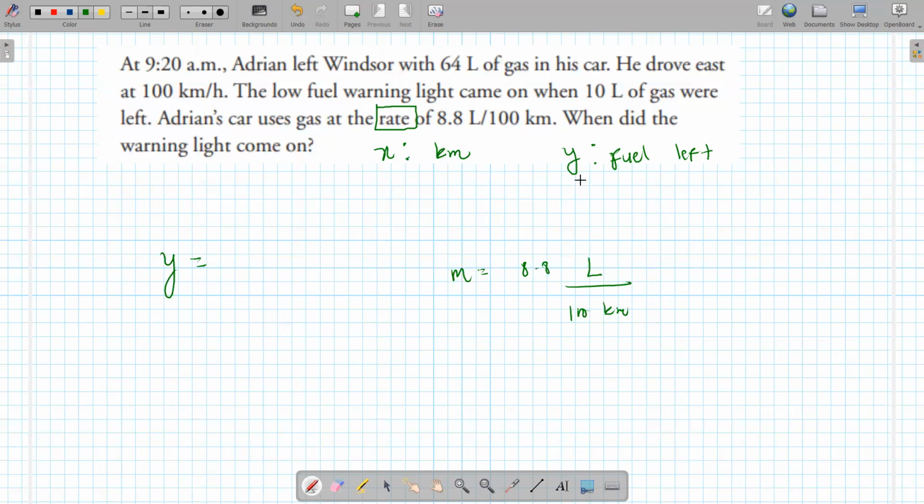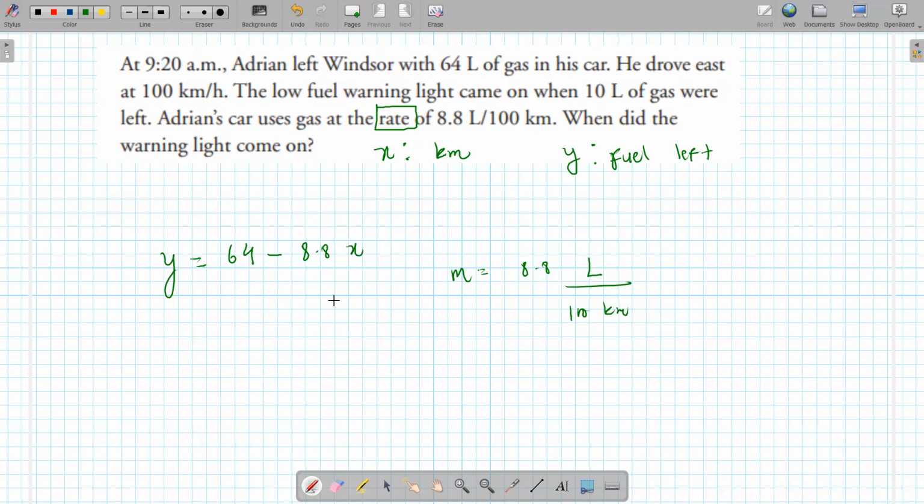Again, remember, y is the fuel left. What's the intercept? How much fuel was there in the beginning? 64 liters. Does the fuel amount go up or down? Down. That's why it's minus. That's our intercept, 64, minus because the fuel goes down. And we know what our slope is, 8.8x.